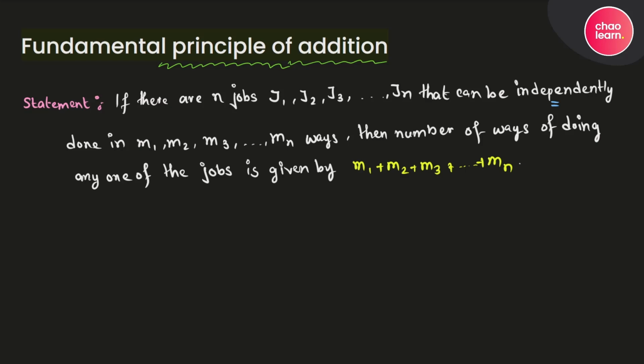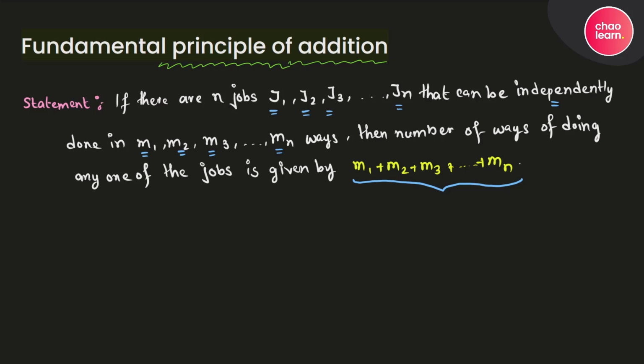Right? So if there are n jobs, J1, J2, J3 all up to Jn, that can be independently done in M1, M2, M3 up to Mn ways, so J1 could be done in M1 ways, J2 could be done in M2 ways, J3 could be done in M3 ways, all up to Jn could be done in Mn ways. Then the number of ways of doing either job 1 or job 2 or job 3 or so on up to Jn is given by this whole expression, which is the sum of all the number of ways of doing individual jobs.